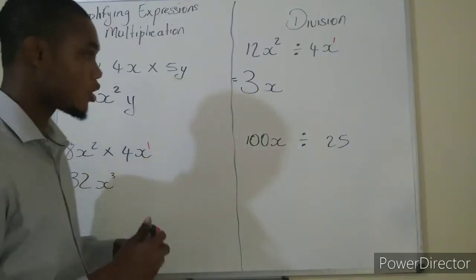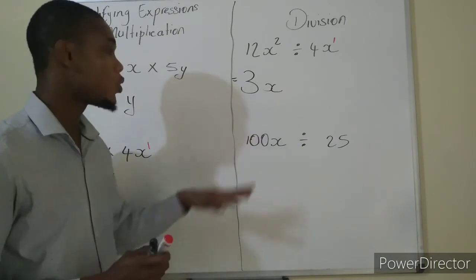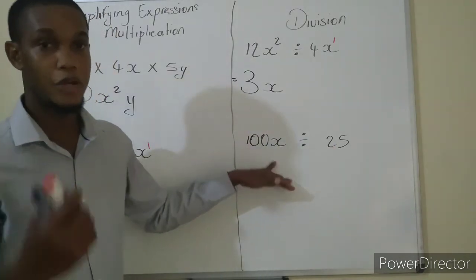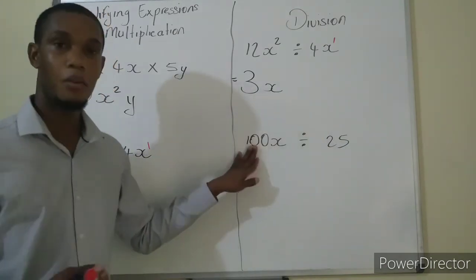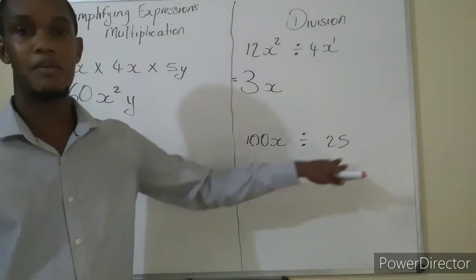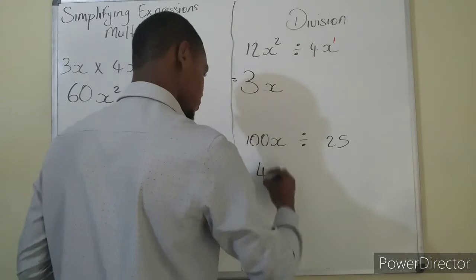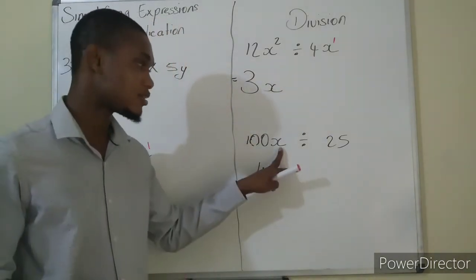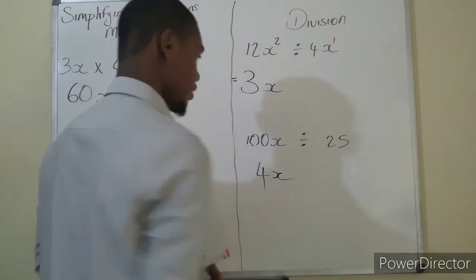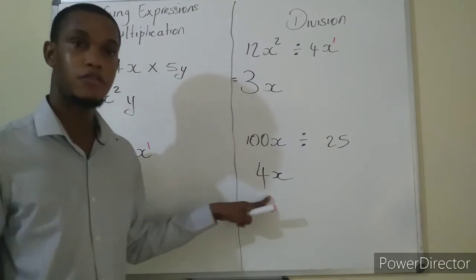Now, what about this one? 100x divided by 25. Now you realize this doesn't have a variable, but this has one. The principle remains the same. Divide the number by the number. So 100 divided by 25 gives you 4. And because there's an x and there's nothing here, you'll simply write back your x. So 100x divided by 25 will give you 4x.